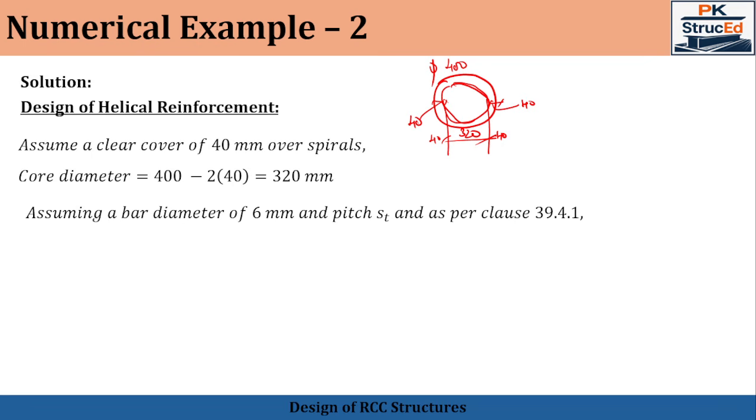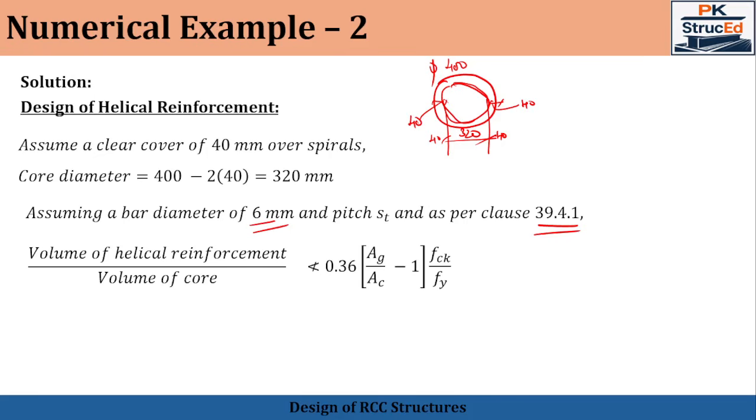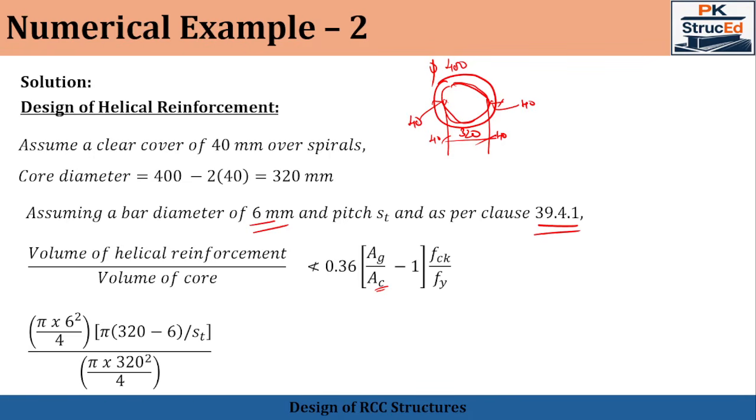Now, assuming a bar diameter of 6 mm for the helical reinforcement, the pitch ST should be calculated as per clause 39.4.1 of IS 456-2000, in which the condition has been given as: the volume of the helical reinforcement to the volume of the core should not be less than 0.36 times the ratio between the gross area and the area of the core minus 1, into the ratio between the grade of concrete and the grade of steel. Now, the volume of the helical reinforcement is to be calculated, which is nothing but the area of the bar, pi by 4 into 6 square, into the perimeter, right?